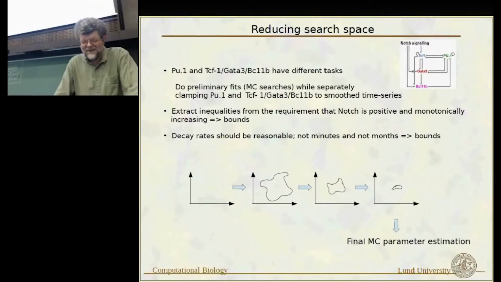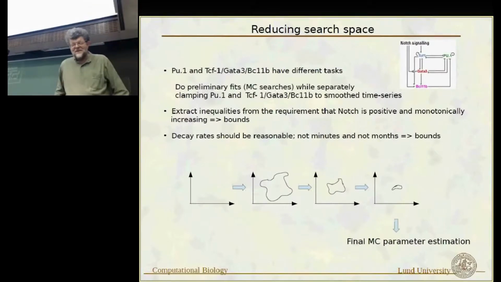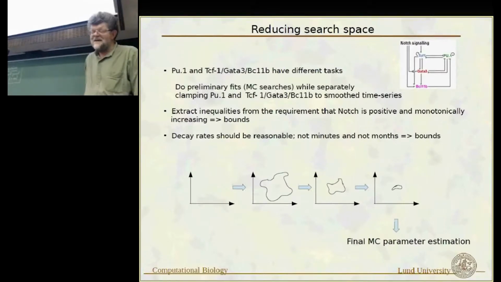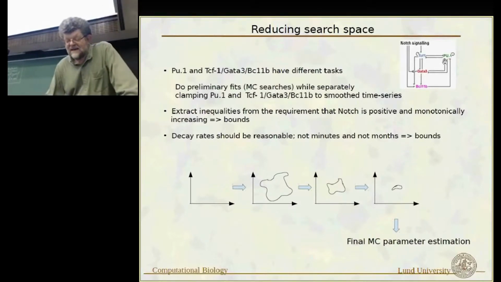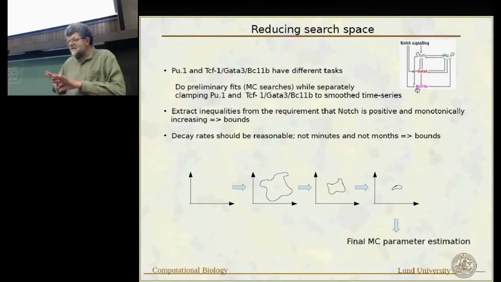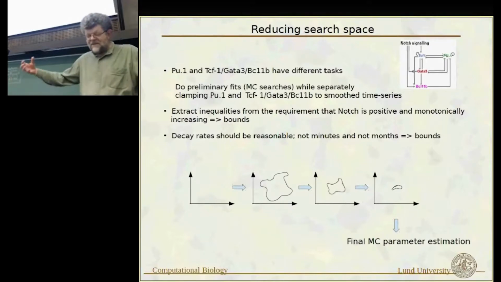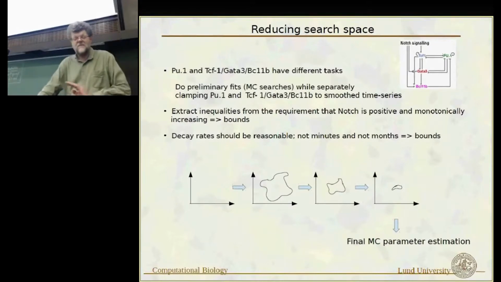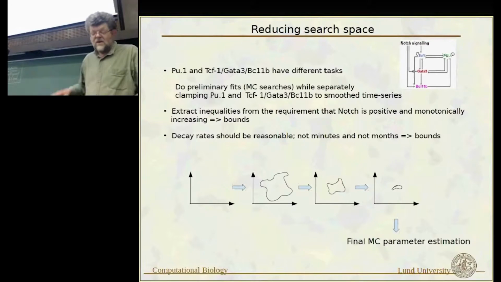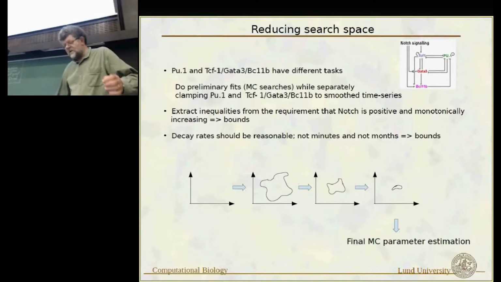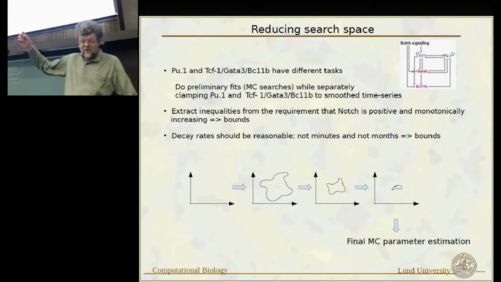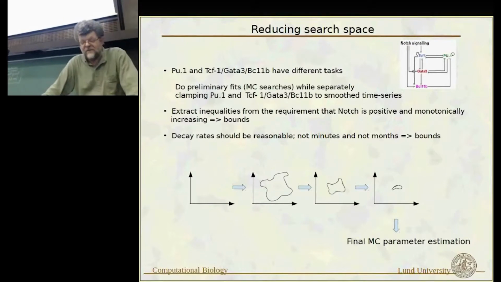But I'm continuing. So we have to reduce this search space here. So one thing is that this P1 and the other 3 govern different types, even though they suppress each other. So I make preliminary fits, Monte Carlo ones, while separately clamping P1 and the other one to whatever is measured, and then I model what's left.